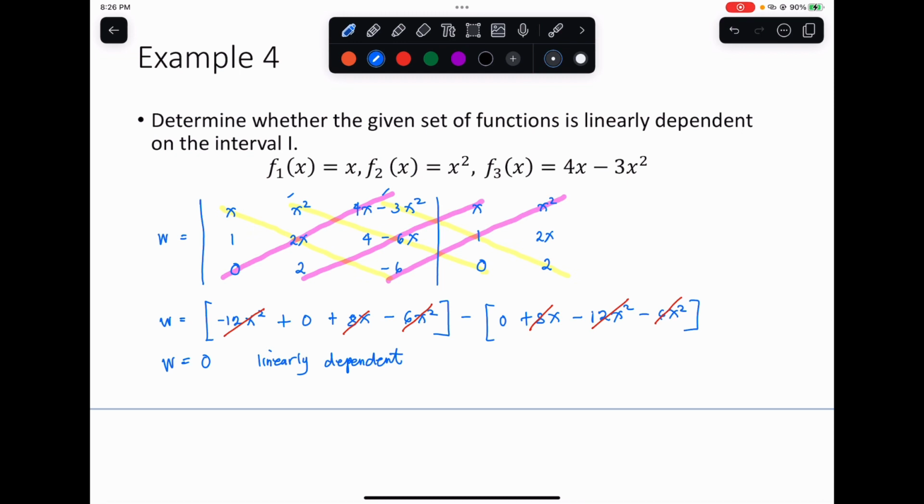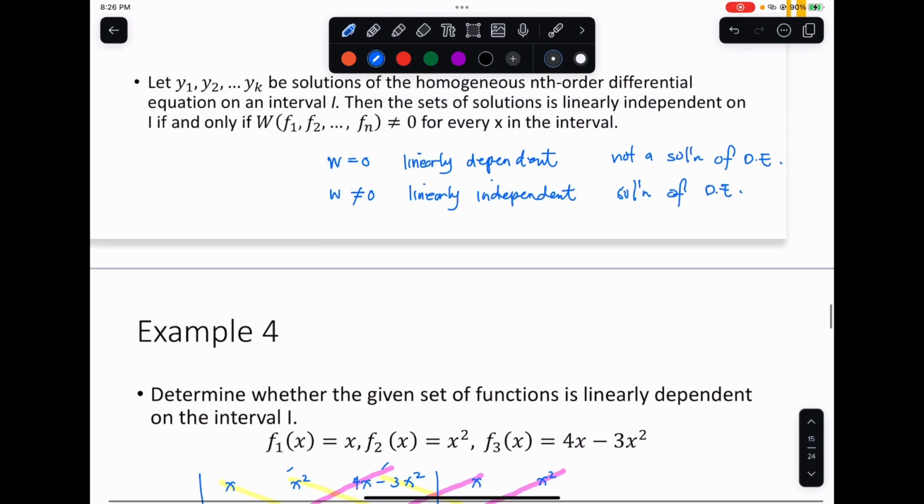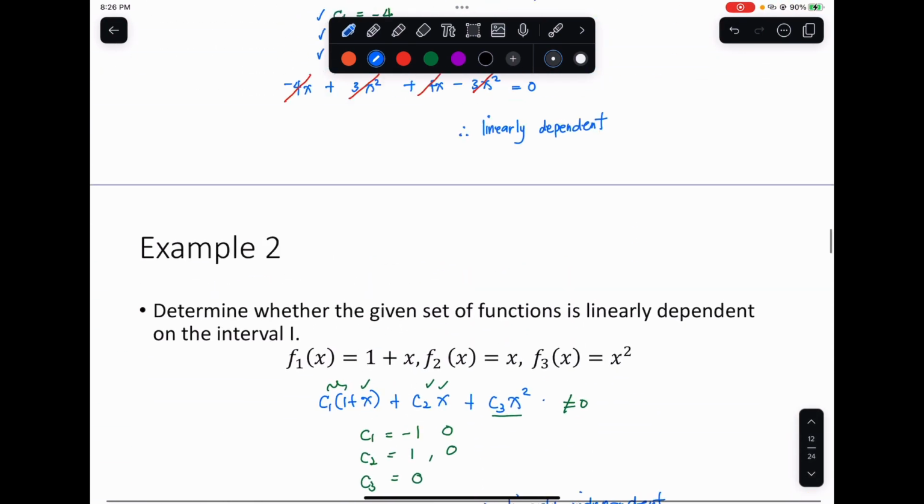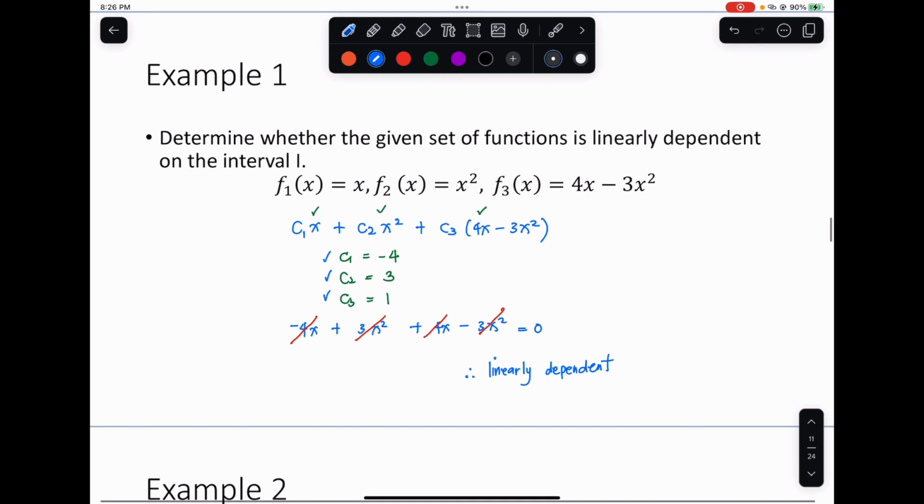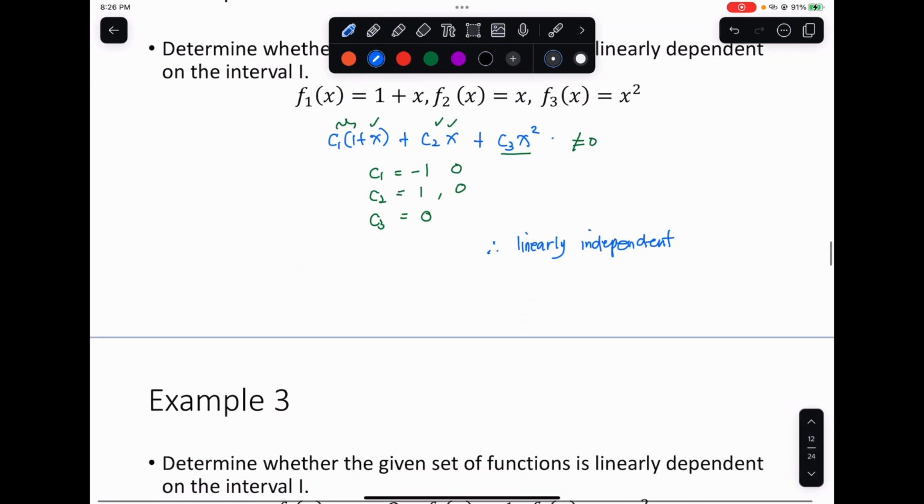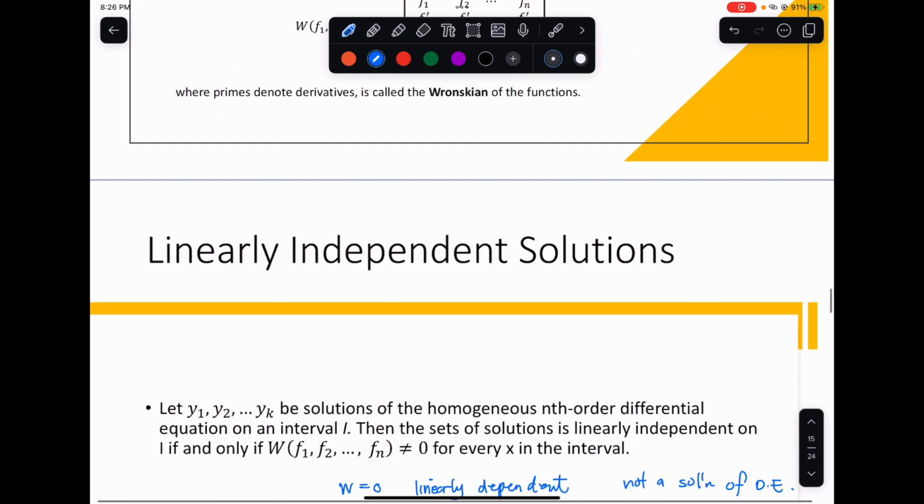So W, or the Wronskian, is equal to 0. This is the same as with our first example, so it's linearly dependent. We were able to think of the arbitrary combination of arbitrary constants that would make it equal to 0. But in the Wronskian method, once we find the determinant of the matrix, it would still be equal to 0. That makes it linearly dependent with each other.